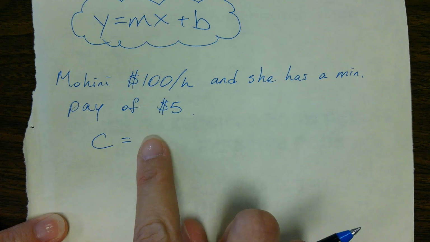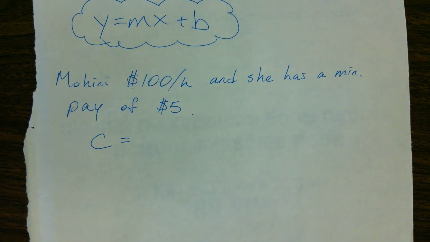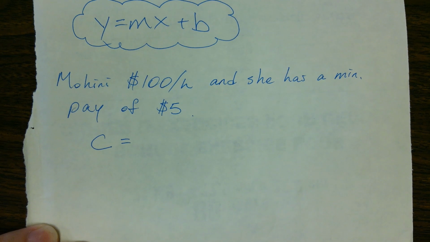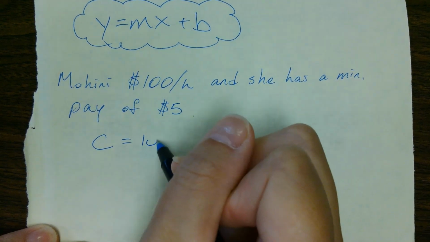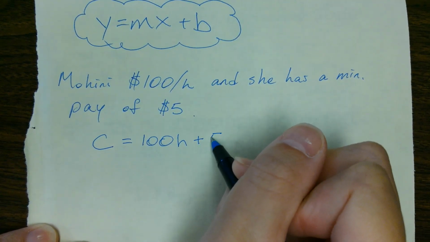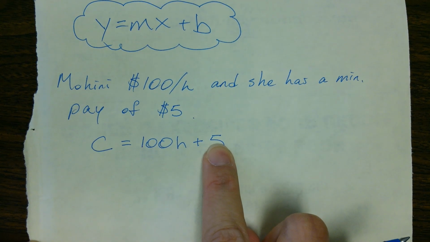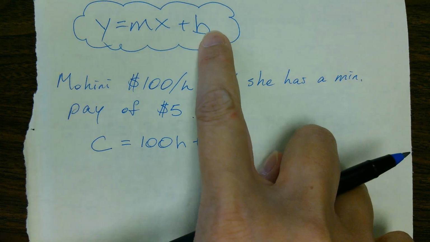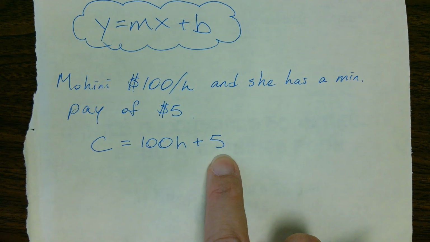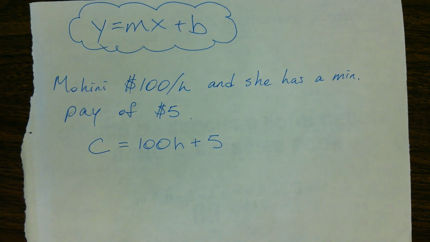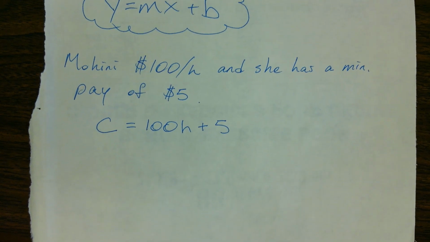Mohini, can you come up with your equation? y equals 100x plus 5. That's right. That 5 is your minimum pay. So your standard, your minimum cost, your flat rate, your flat fee, and then this is your hourly rate. Okay. So let me do another one.